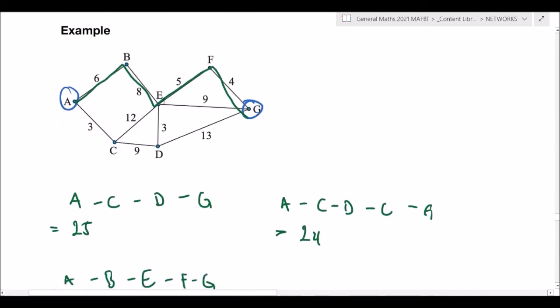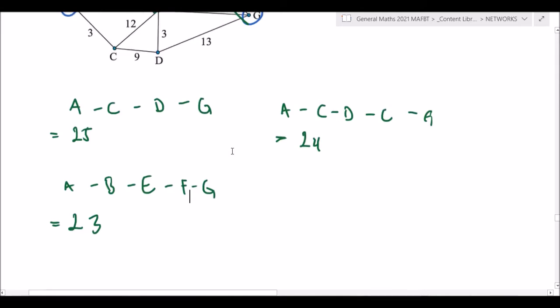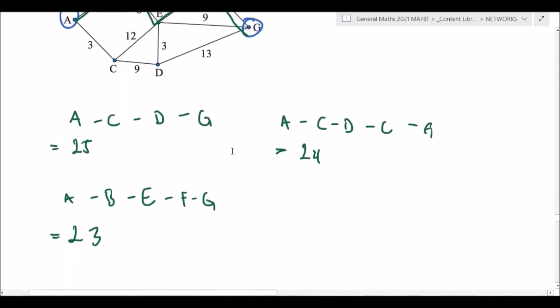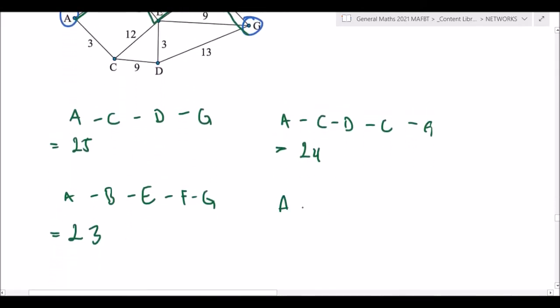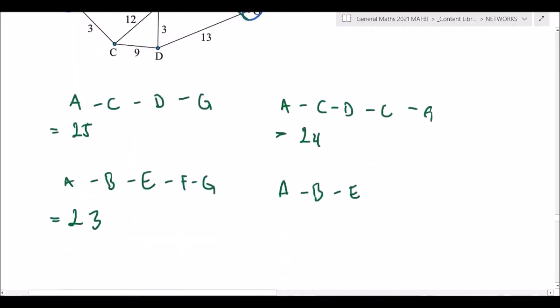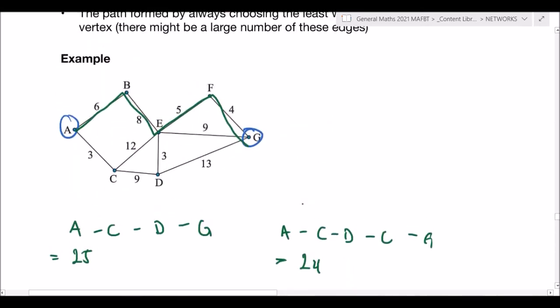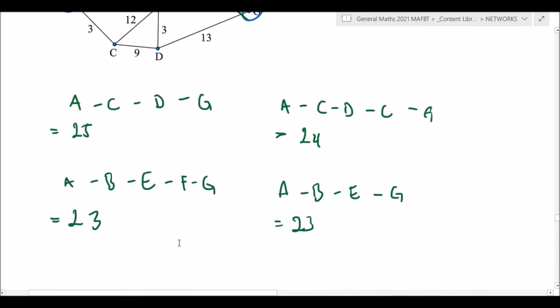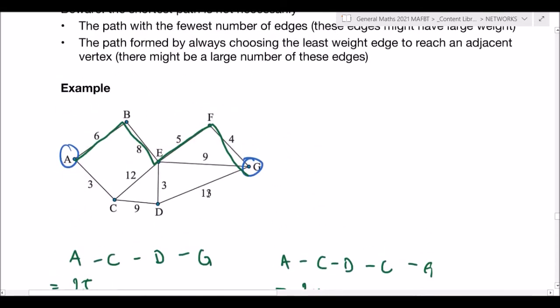You could go E to G as well, A, B, E, G, because that gives you the same weight of 9. It will give you the same weight. So both of those answers would be correct if I went A to B to E and then straight to G, because that would give you a weight of 23 as well. So that's actually quite good. But either of those answers would be correct because they would be considered the shortest path.